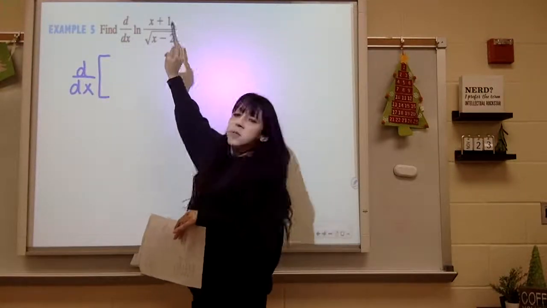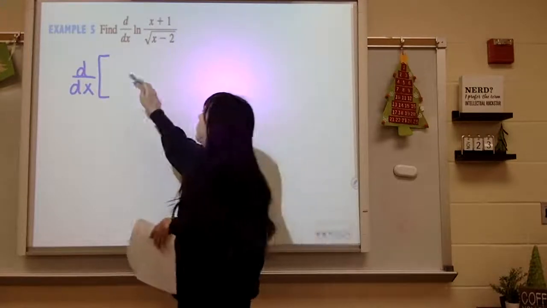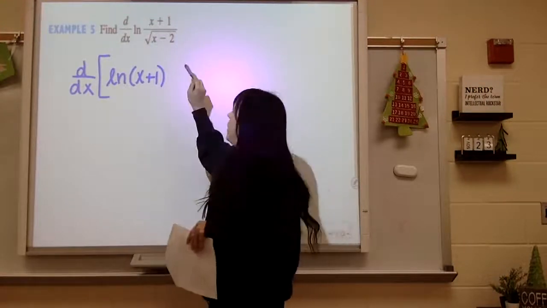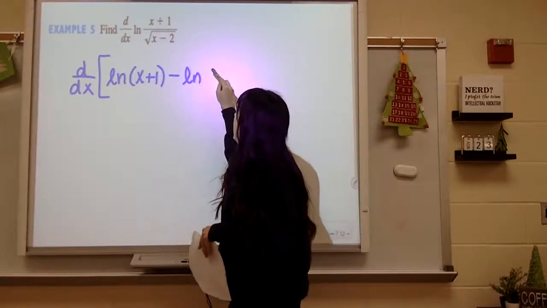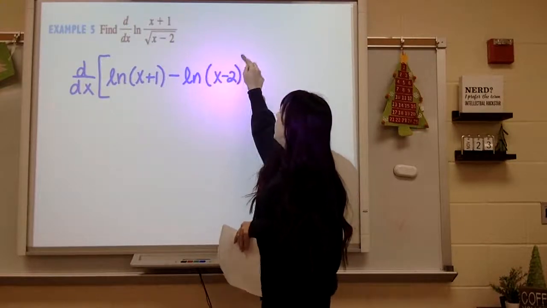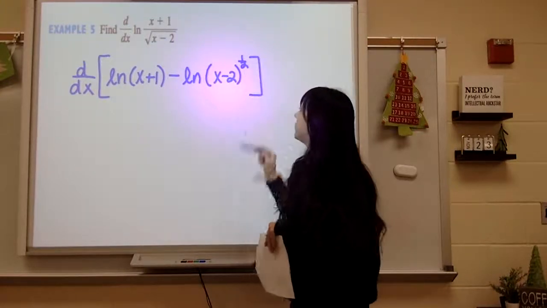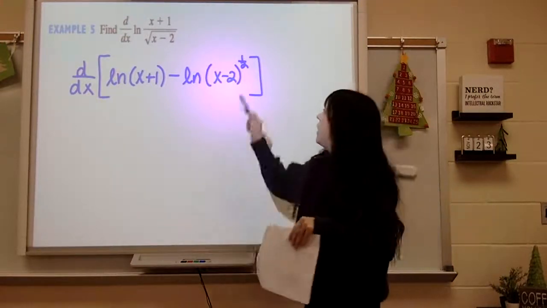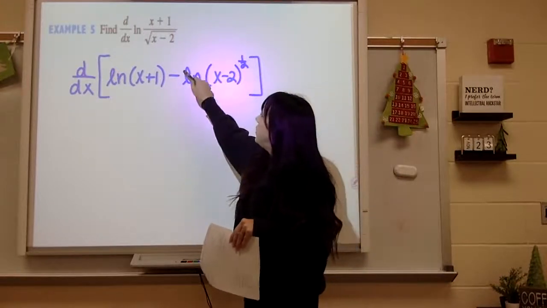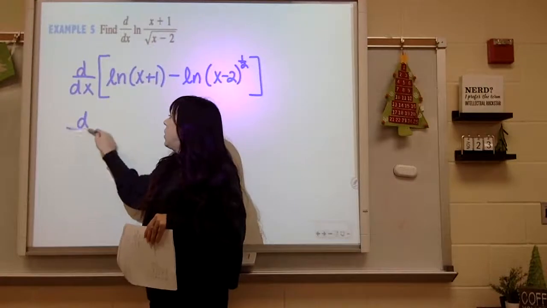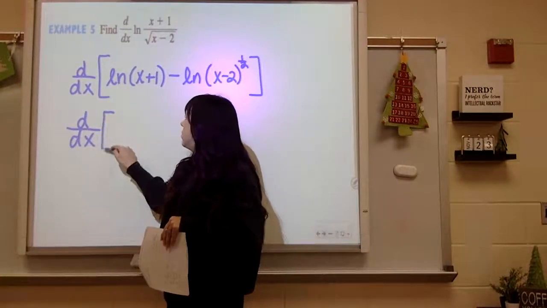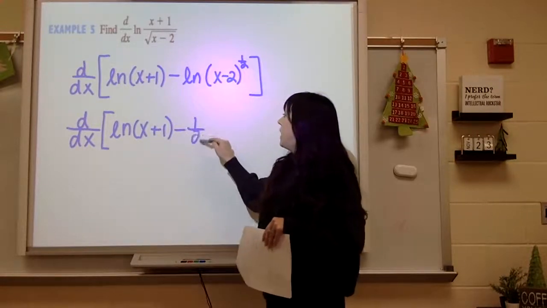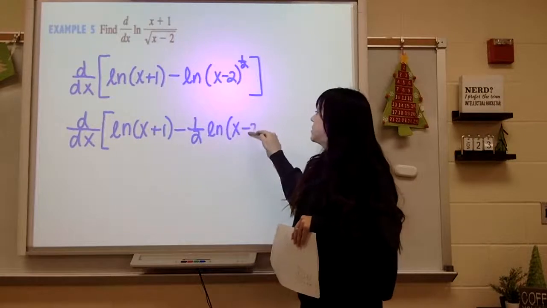I would say quotients equal subtraction in logarithm world, which means I can break this up by putting ln of x plus 1 minus ln of x minus 2. I'm going to write it as x minus 2 to the 1/2 power. Okay, that's step 1. I can do more. I can also take this power and move it to the front of that particular piece. So I still have ln of x plus 1 minus 1/2 ln of x minus 2.